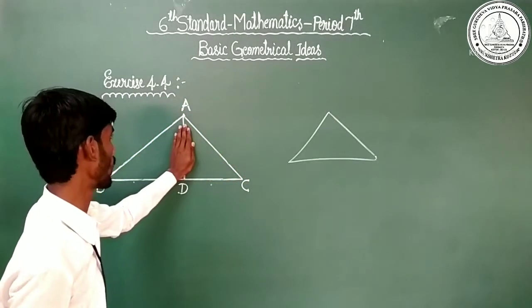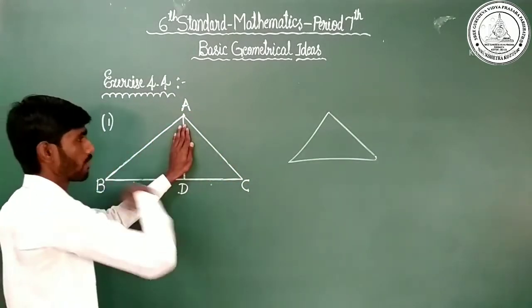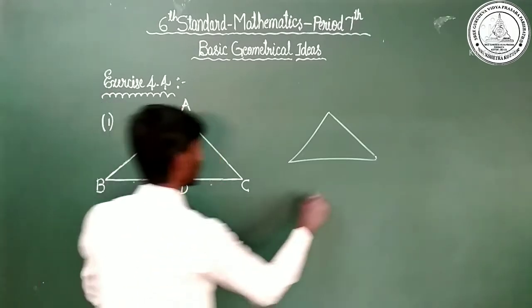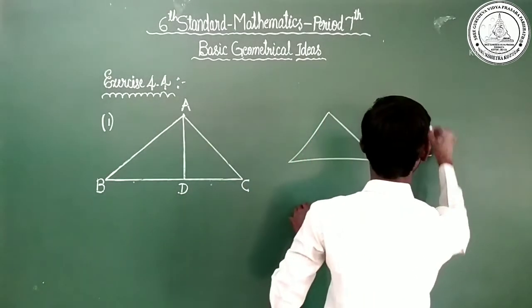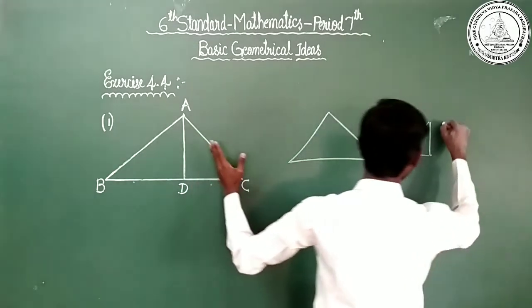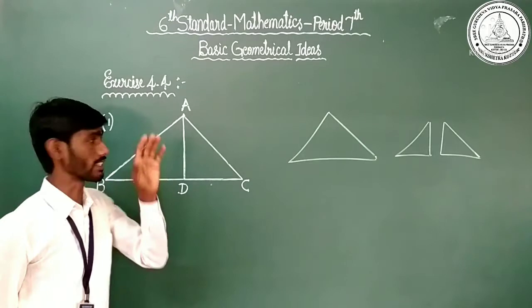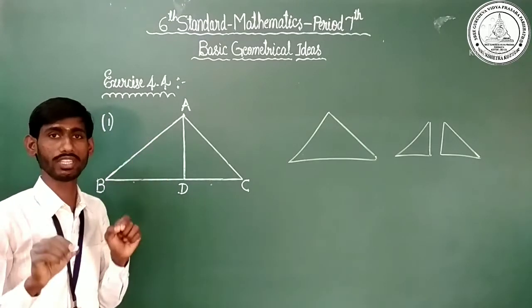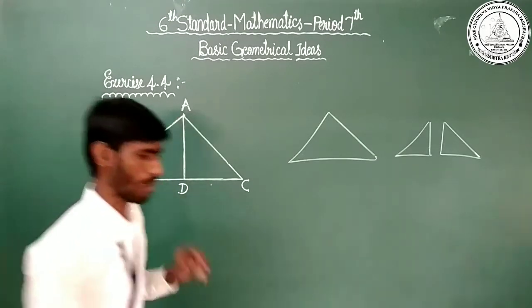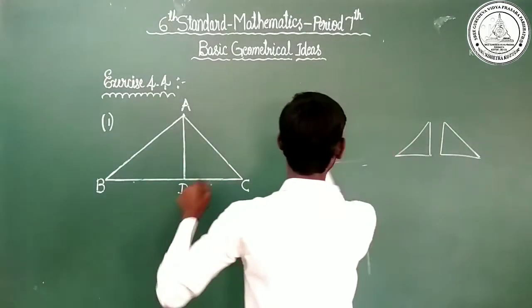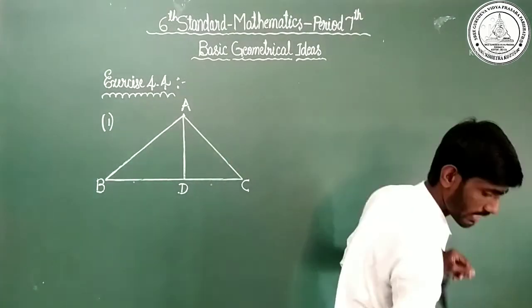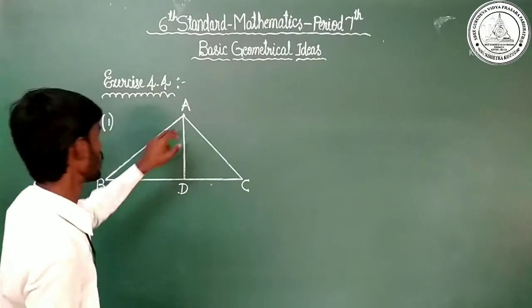Just negate this line segment. This is one big triangle. Next, this part. Observe here. Next to this part and the right side part. So, there are three triangles in a given picture. We need to mention the names of the triangles. Okay? Observe now. Which are the triangles present in the given picture?